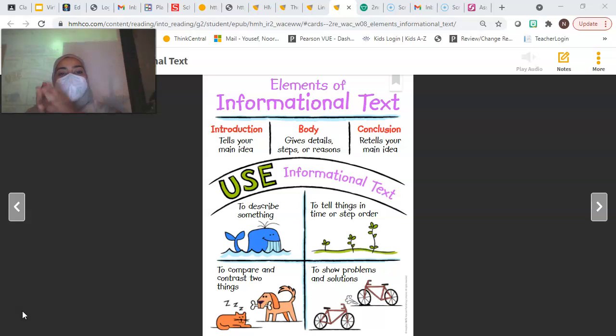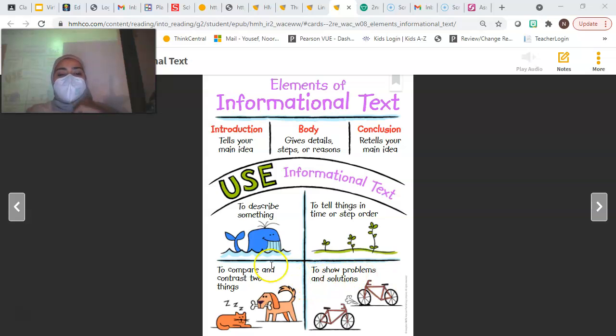The body, or the middle part of the story, gave me details, examples, steps, and reasons. It told me how each seed looks different, how each seed is moved from place to place differently, and how each plant is cared for differently. The conclusion, or the end, retells the main idea by saying plants grow this way and then make seeds this way, and then the seeds go off this way, and it goes on and on and on. So informational texts are used to describe something, to tell things in time or step order, to compare and contrast two things, or to show a problem and a solution.